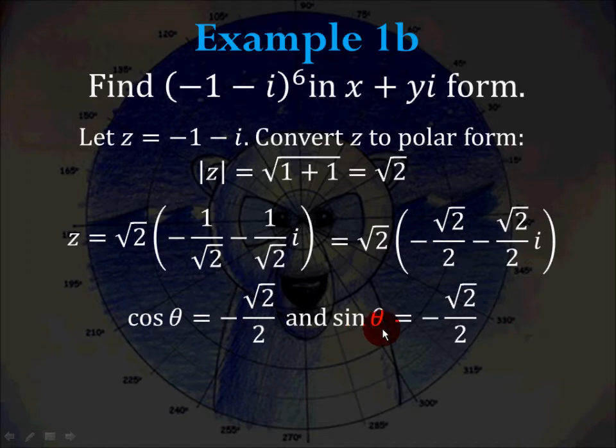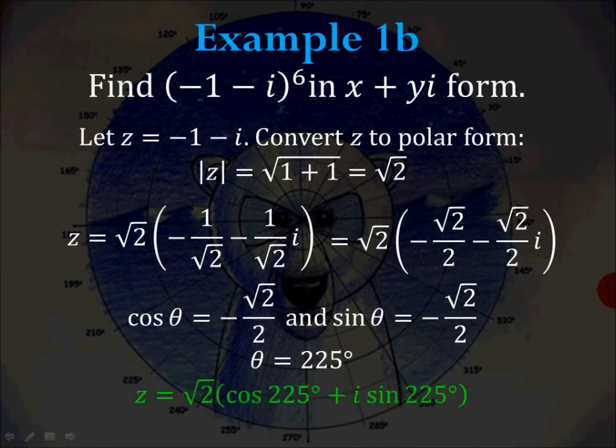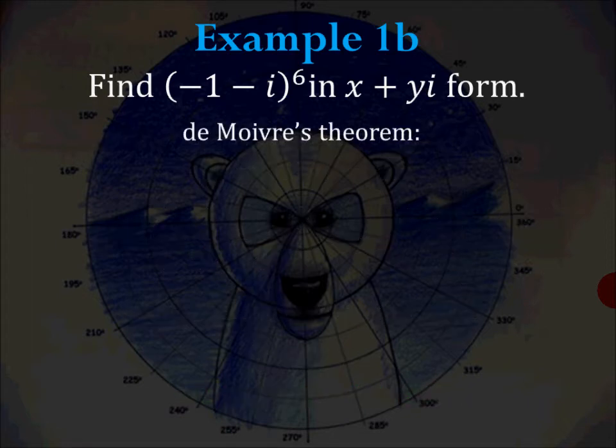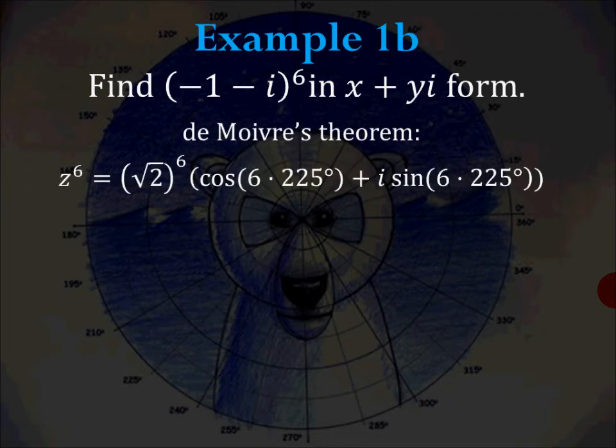So since both cosine and sine are negative, we're going to have a third quadrant angle. And since the reference angle is going to be 45, our theta value is 225 degrees. So negative 1 minus i in polar form is radical 2 times cosine 225 plus i sine 225. Now you are ready to apply de Moivre's theorem. So you're going to take both to the sixth power.